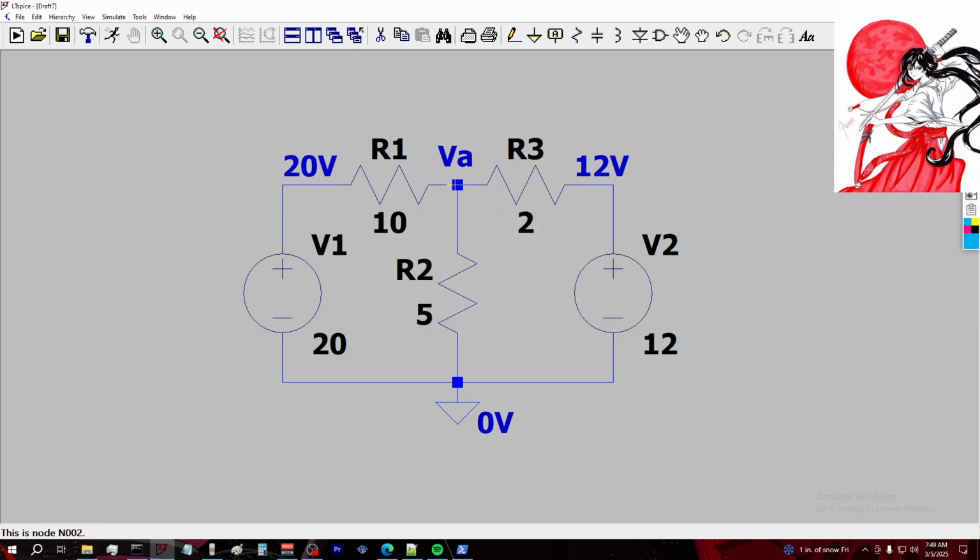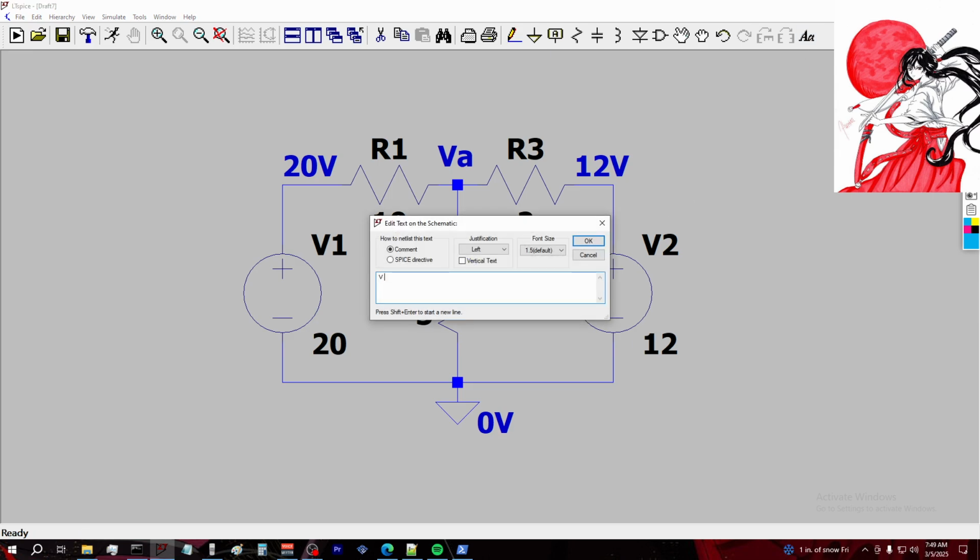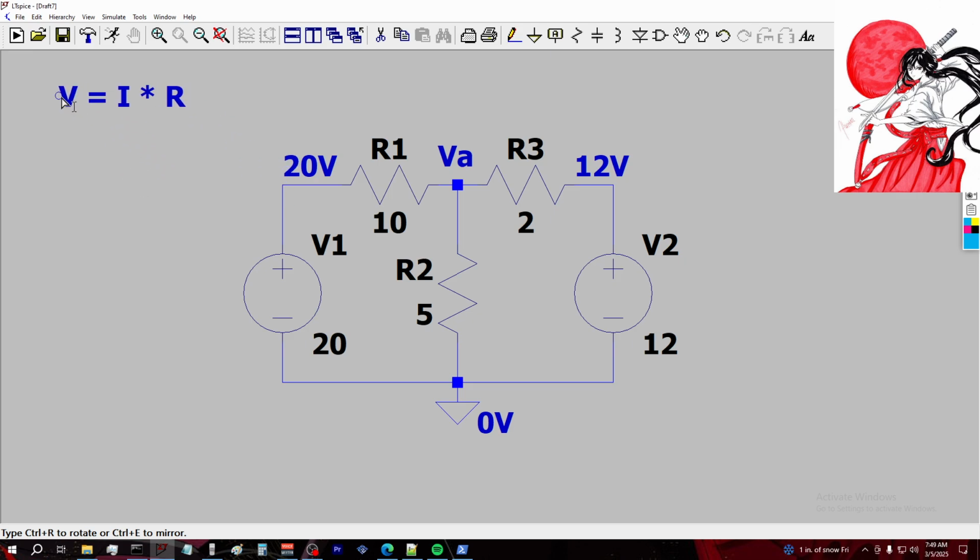Now, what we're going to do is write an equation to solve for VA, and we can write that equation through Ohm's law. I'll show you how to do that in a second. So let me just type Ohm's law real quick, so we have it as a reference point. All right, here we go. There we go, Ohm's law. So we're going to use Ohm's law, right?